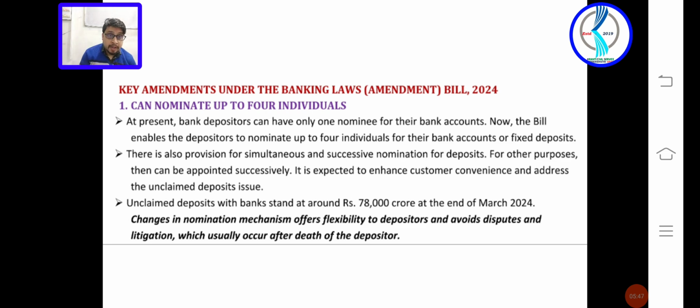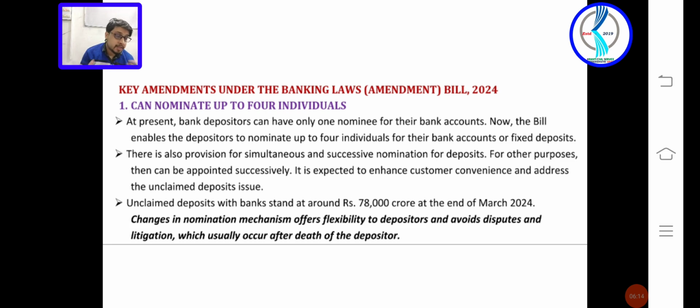So if you are talking about simultaneous nominees, let's say anyone dies, there are 4 nominees, fine. First nominee may get 20% share. Second nominee may get 30% share. Fourth nominee may get, let's say, 50% share, and the rest will get the rest share. Fine. This is called simultaneous nominee.